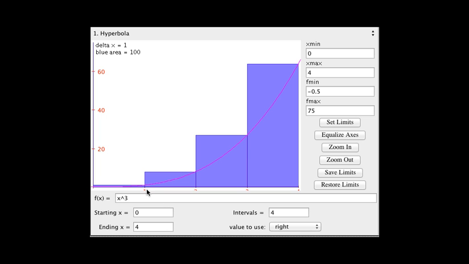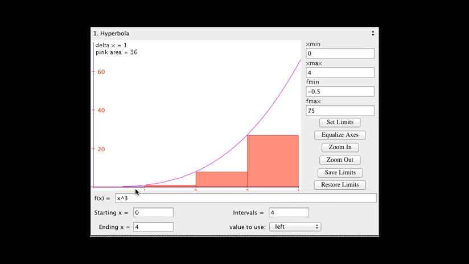Here's our check of what we just calculated. So right endpoints with our function f of x equals x cubed. So the first rectangle, second rectangle, third rectangle, and the sum of the rectangles is 100. And as I said, if we had done the left ones, you would have seen only 36, because it would have taken 0 and 1 and 8 and 27 instead.